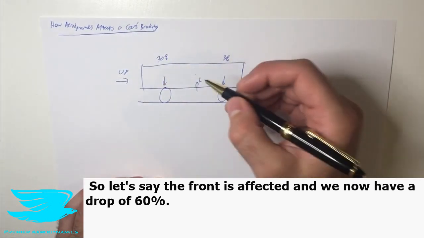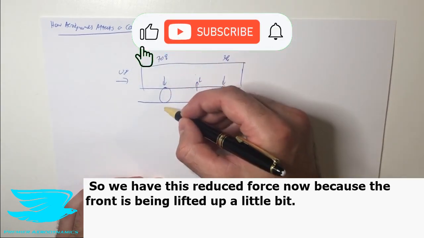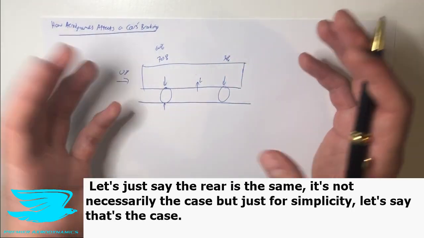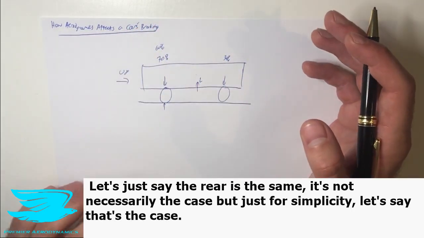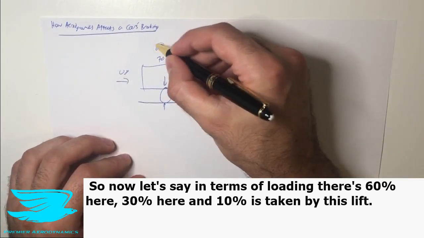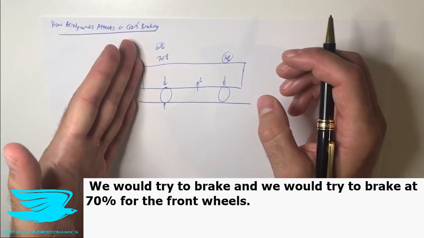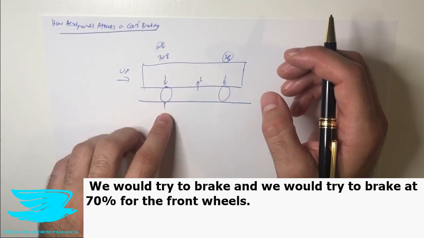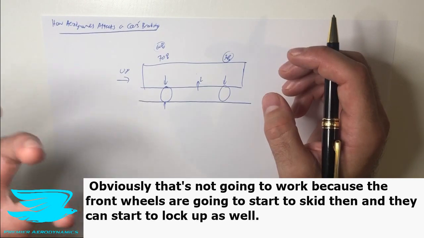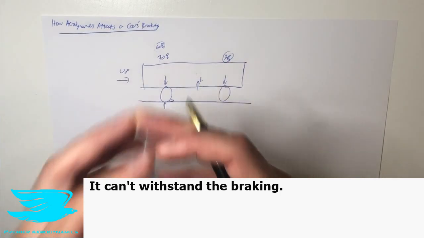So let's say the front is affected and we now have a drop of 60%. So we have this reaction force now because the front is being lifted up a little bit. Let's just say the rear is the same. It's not necessarily the case, but just for simplicity's sake, that's the case. So now, let's say in terms of loading, the 60% here, 30% here, and 10% is taken from this lift. And we were to brake, and we were to try to brake at 70% for the front wheels. Obviously that's not going to work because the front wheels are going to start to skid then, and they can start to lock up as well because the friction here is not enough to help the braking. It can't withstand the braking.